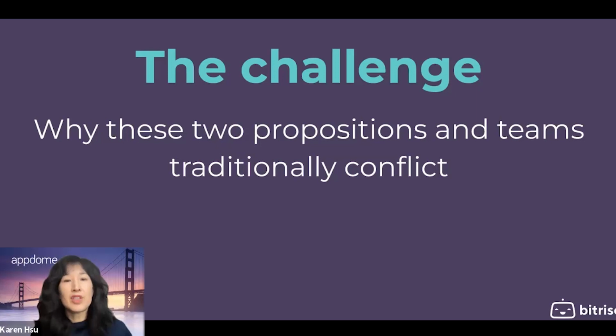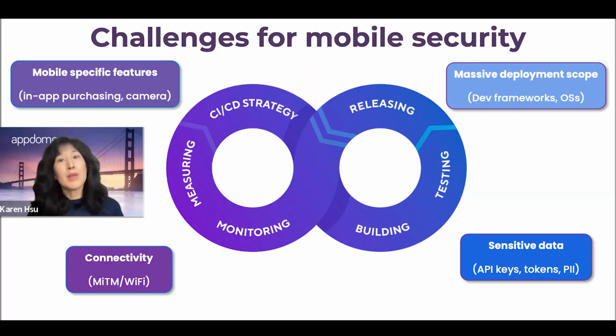So herein lies the challenge, and that is when security and developers come together to solve this problem of how do we build in secure features, there is conflict. And that conflict stems from the challenges of building in features as well as the security features. And that starts with mobile-specific features such as in-app purchasing and other features that make mobile apps sticky. The features that are the reasons why we all use mobile apps on a daily basis.